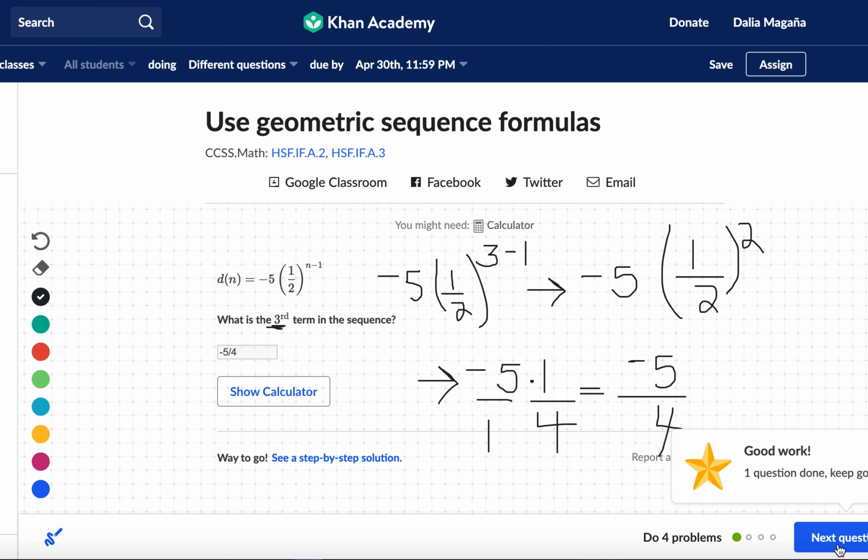And there you go. Those are the kind of problems you're going to see in this Khan Academy assignment. And you're going to see similar ones in arithmetic, except that you're going to be adding or subtracting over there.